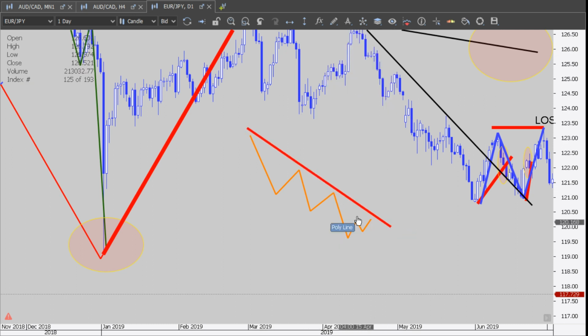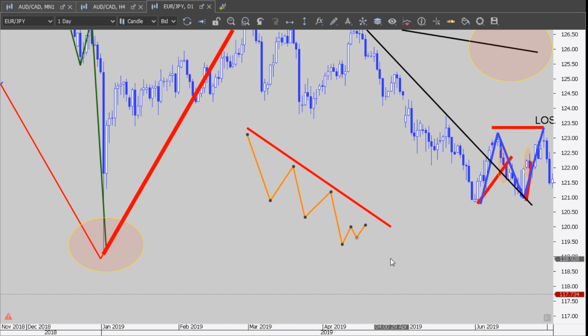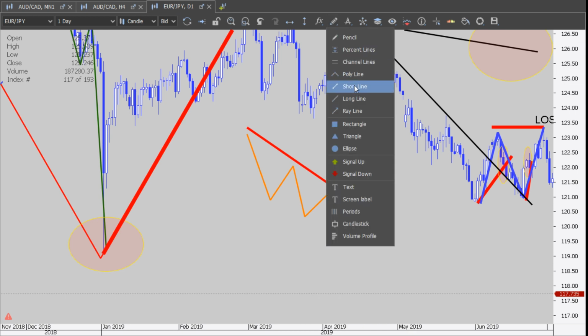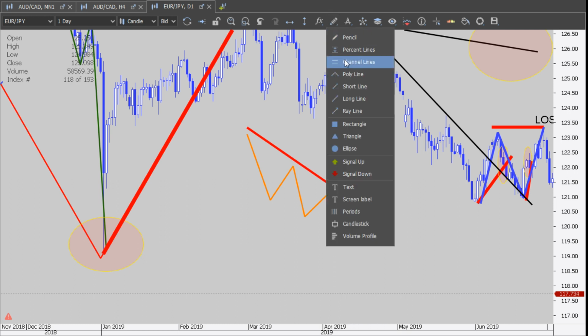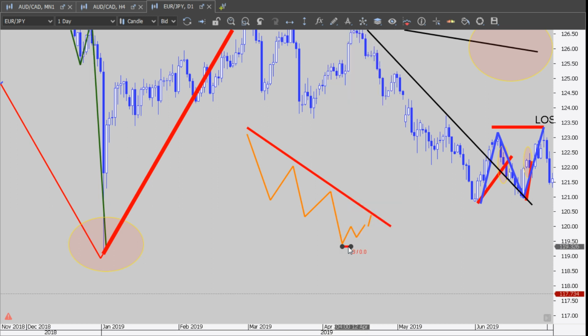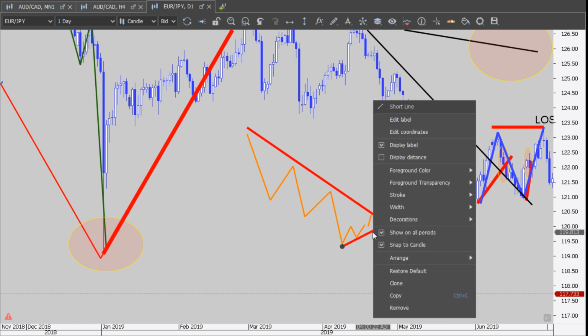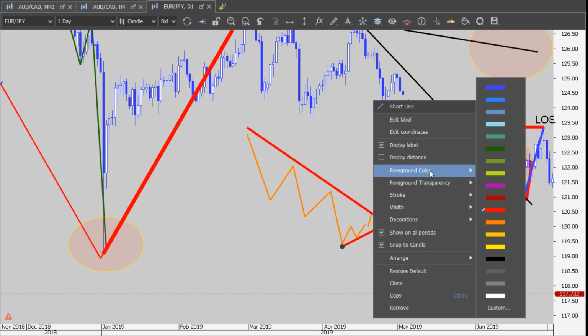I know that the market can push higher until the long-term downtrend line. No problem, I'm going to put a counter trend line like this if it's going to continue, right?